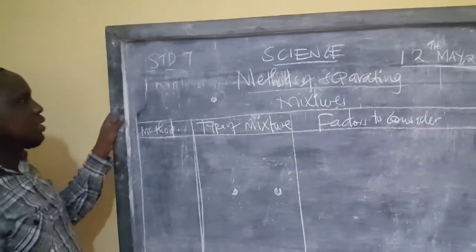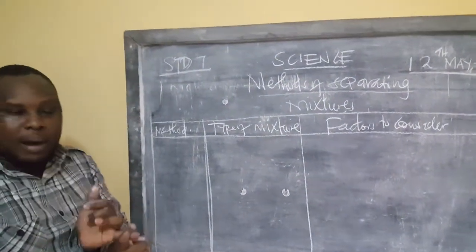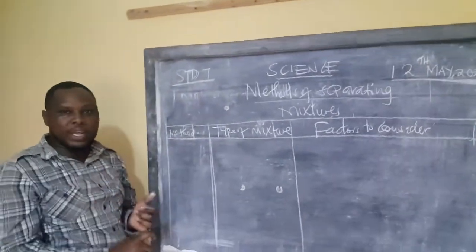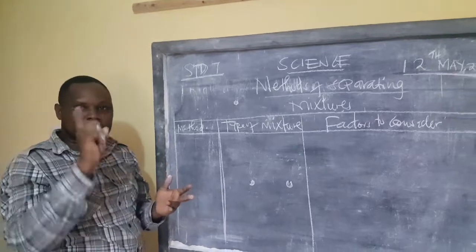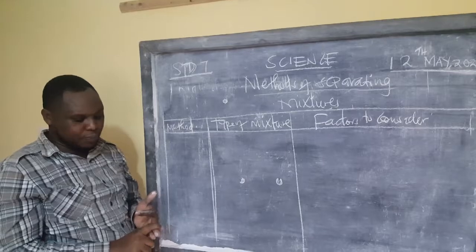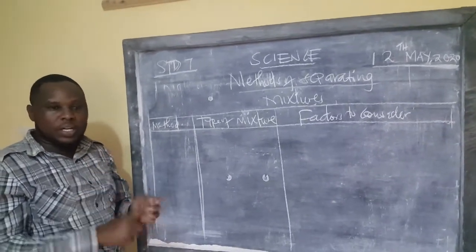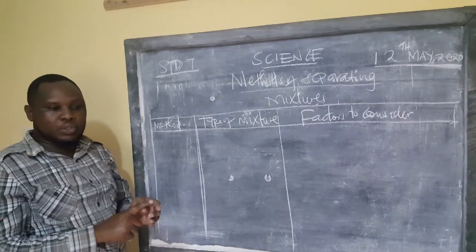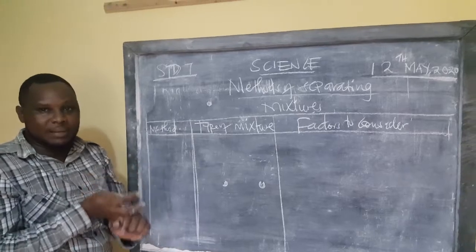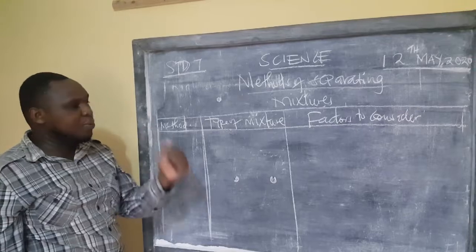So we have several methods, learner, of separating mixtures. Number 1, we have a method called winnowing, which most of us have done at home. Then we have another method called sieving. We have a third method called decanting. We have filtering. We have evaporation. We have picking as a method, and then we have magnetism. All those are methods of separating mixtures, depending on the type of mixture.